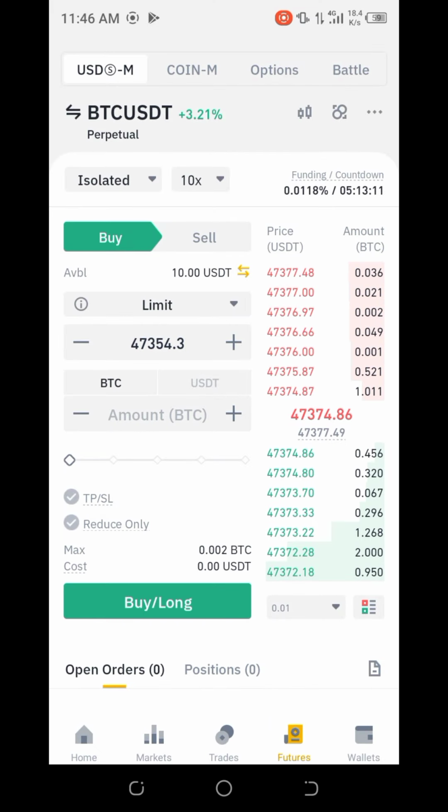Now, the next thing that may interest you in futures trading is that you can actually make money even if BTC or other coins are going down, as long as you predicted it very well and you enter the correct position. Now, look at this.